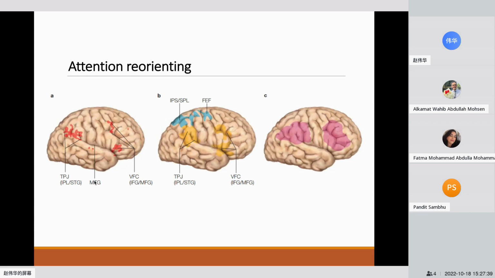And for figure B, these activations are more ventral than those observed to the preceding cue that reflect attention control, but only in the blue regions. And figure C shows the regions of cortex known from neuropsychological studies to result in some neglect when lesioned. Later, I will introduce neglect.